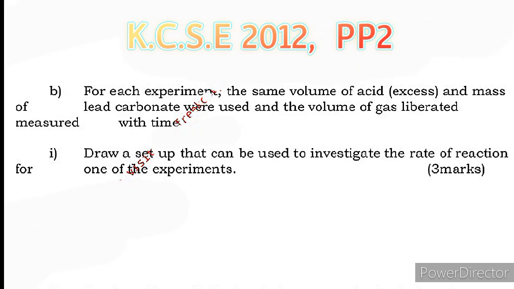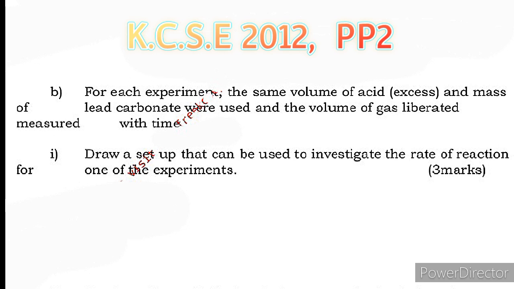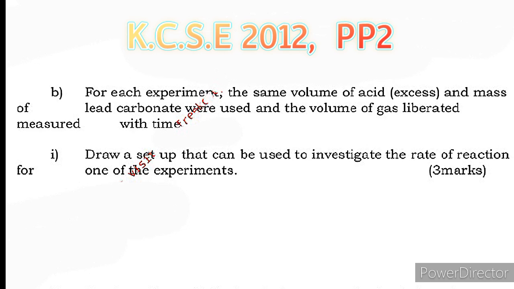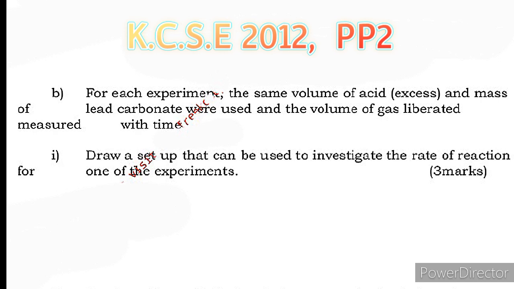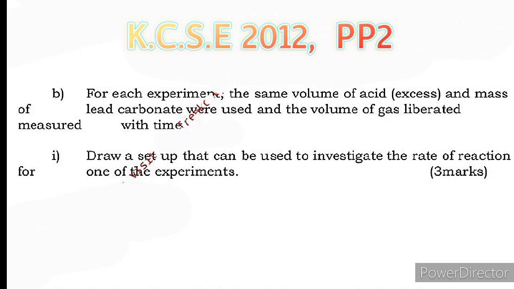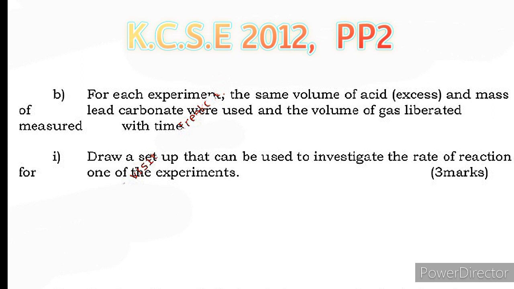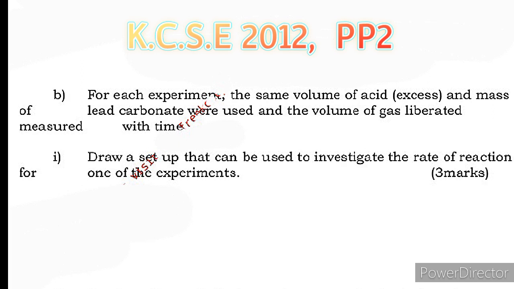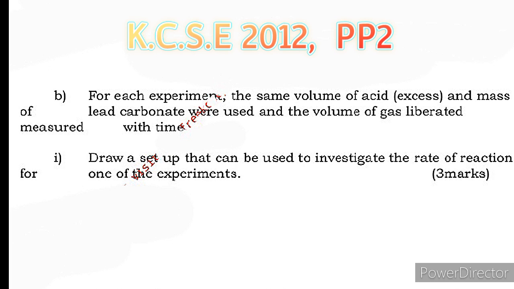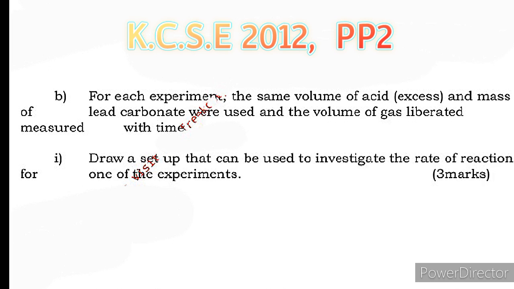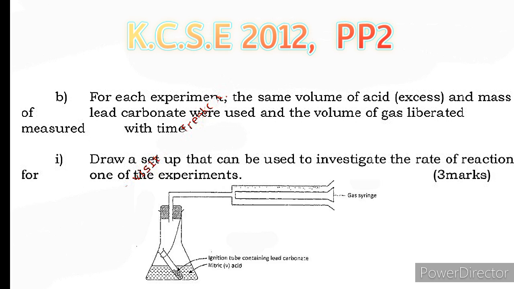For each experiment, the same volume of acid, excess acid, and mass of lead (II) carbonate was used, and the volume of gas liberated measured with time. Roman 1. Draw a setup that can be used to investigate the rate of reaction for one of the experiments. So that means that we are going to need a setup that includes a method of collection of the gas. And remember, whatever apparatus that we use to collect the gas needs to have calibrations so that we may know the volume of the gas collected. And this is as such.